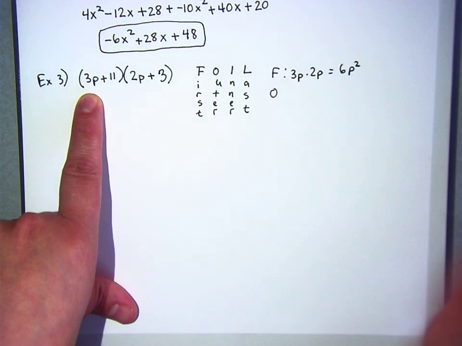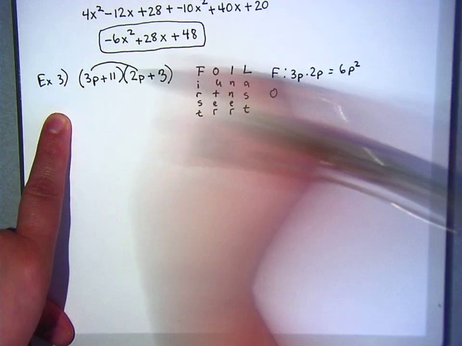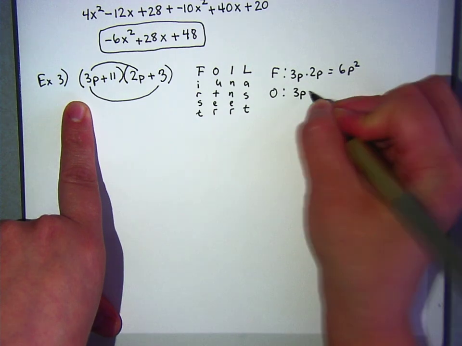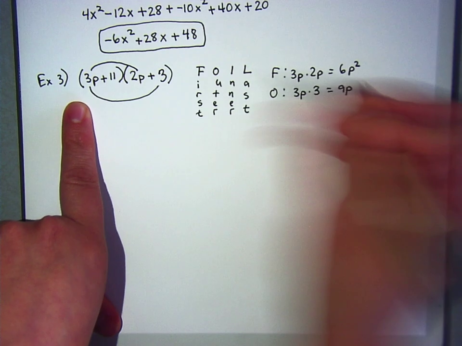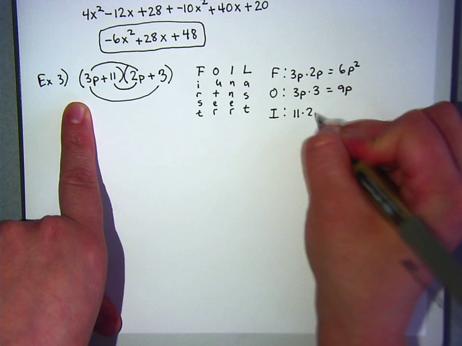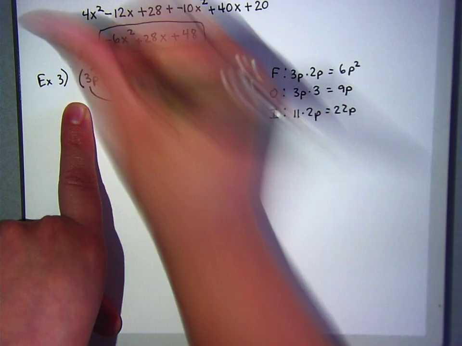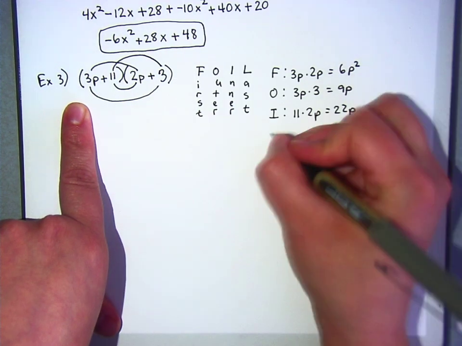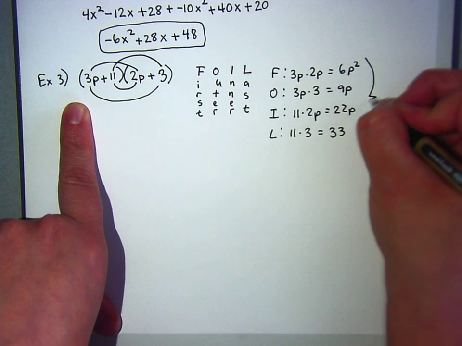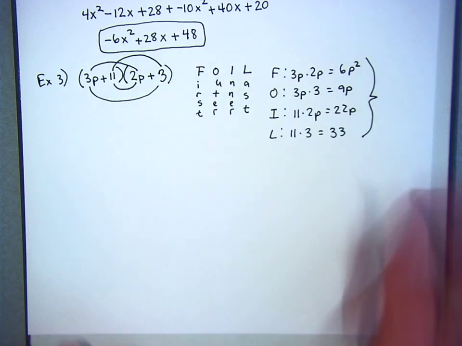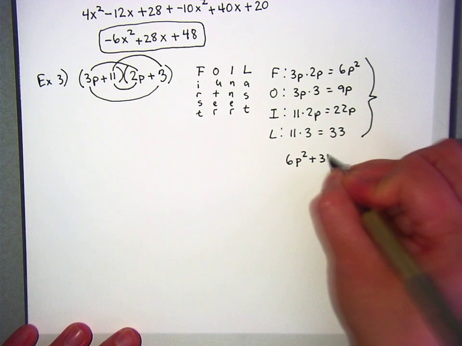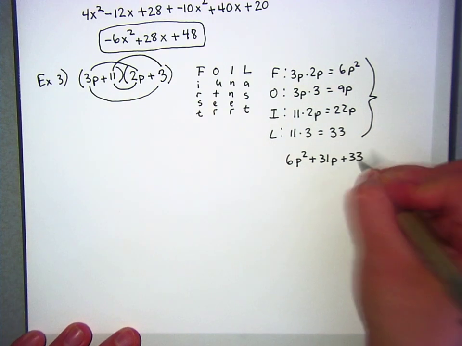Outer would be these two, which is 3p times 3, which is 9p. Inner is right here. That's 11 times 2p, which is 22p. And last is the last thing in each parenthesis, which is 11 times 3, which is 33. Then you combine these. Which ones can you put together? The p's. Like terms, 6p squared plus 31p plus 33. Everybody agree?